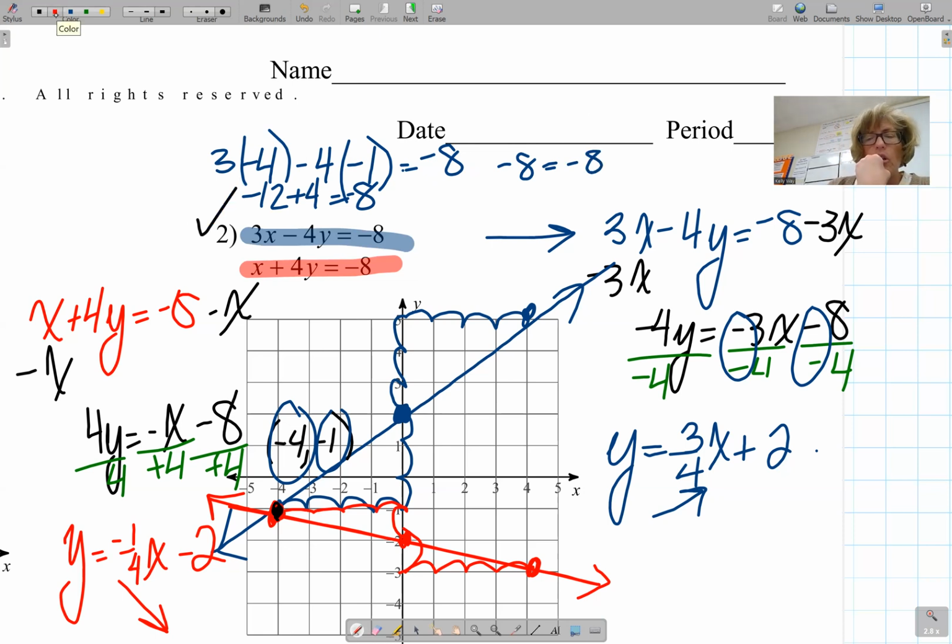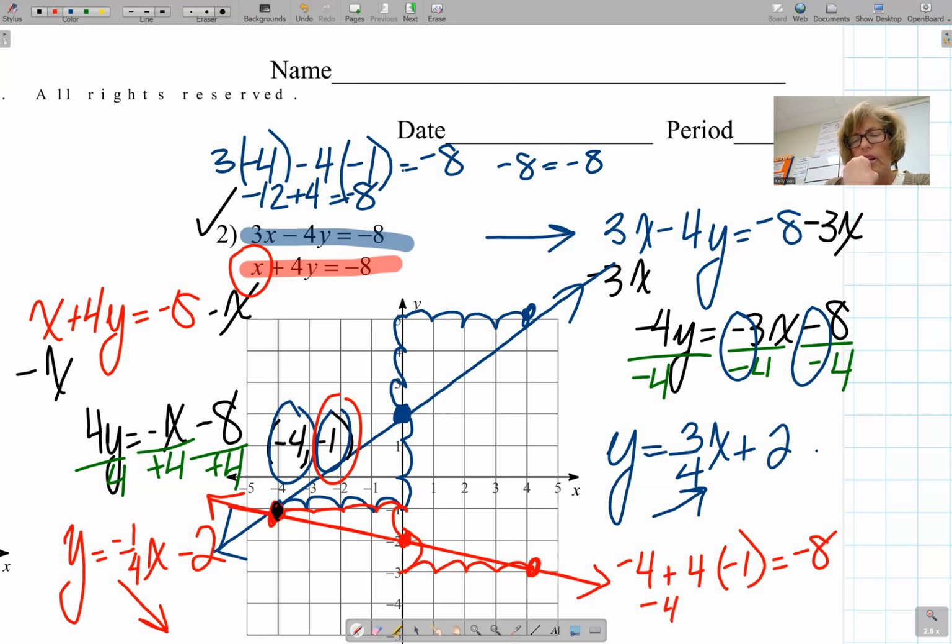Let's check on the red as well. Our x is -4 plus 4 parentheses times -1 should equal -8. -4 plus -4, -8. Check, we know that works. So our solution set here is absolutely -4, -1.